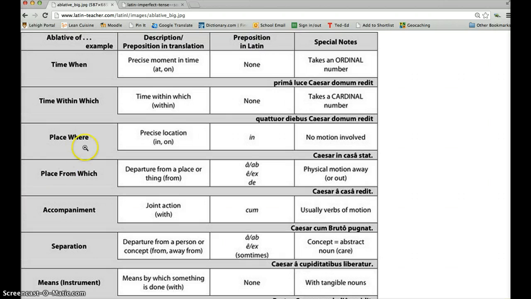And the place where. So this is where it's happening. You have the preposition in, and you also have sub, which this chart didn't include, but it's giving you the basics here. Place from which, you know that because you know the preposition ex. Okay, these are just fancy names for little bitty phrases in Latin. Don't get hung up on the names so much as identifying your ablative. If there is a preposition, that's really helpful in identifying the ablative.